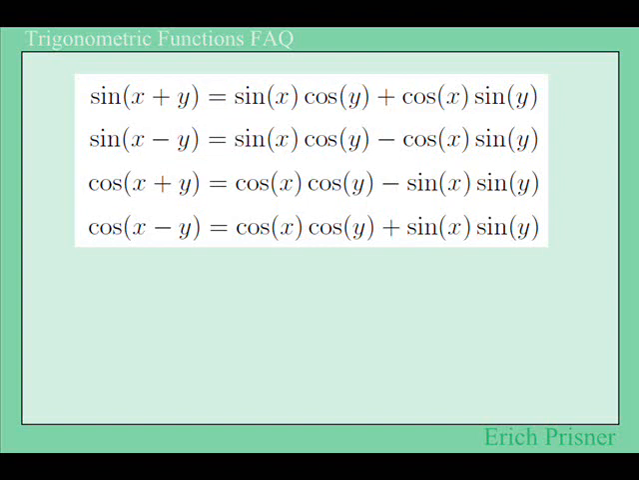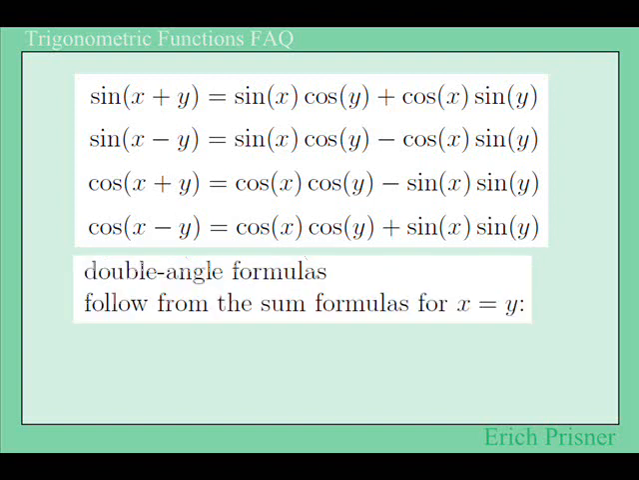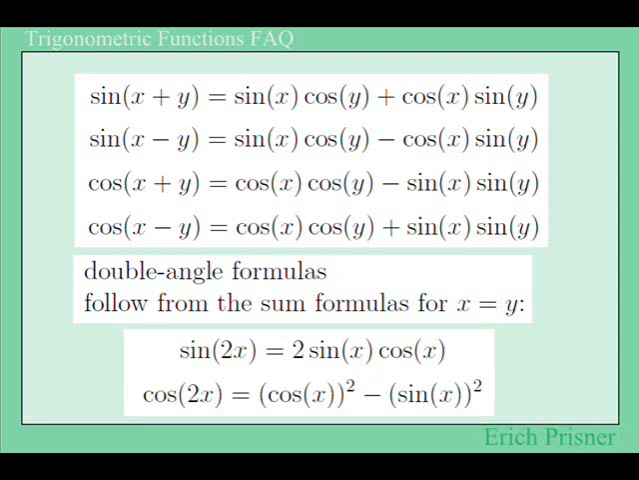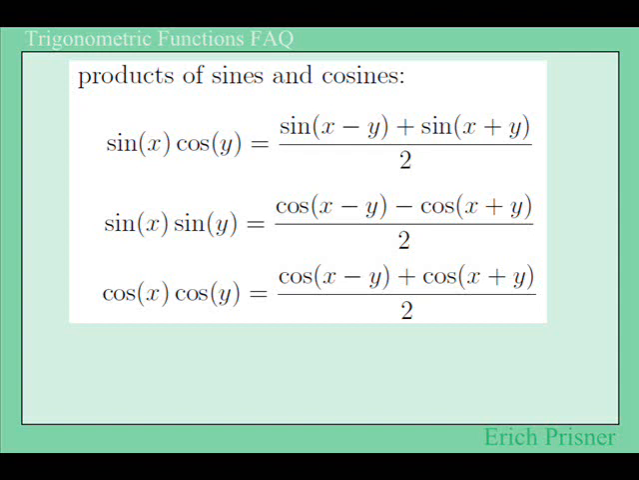Then there are also formulas for sines and cosines of sums and differences. So let me just show this. There are also formulas for the double angle that follow easily from the sum formulas by using x equals y. The sine of 2x equals 2 times sine of x times cosine of x, and the cosine of 2x equals cosine of x squared minus sine of x squared. Let me also briefly show formulas for products of sines and cosines. But actually there are many more identities.